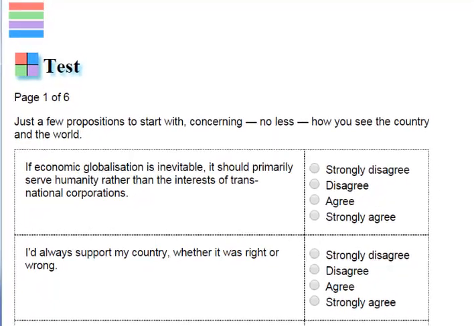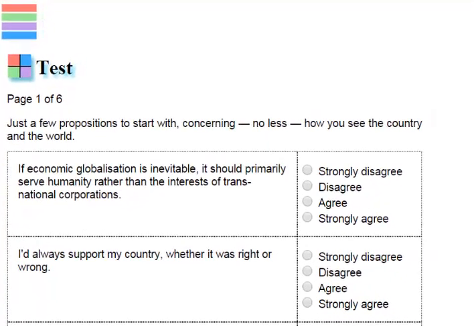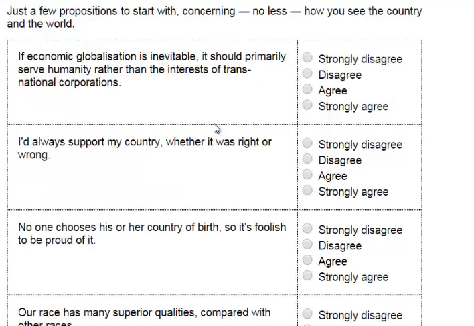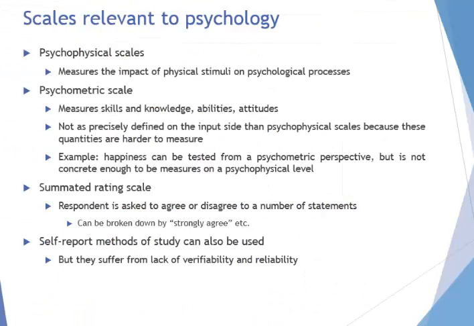Here's the political compass. Anyway, this is just a test that you can take to see what your political views are, and it basically goes through like 50 of these, and on each one you can say strongly agree. Like, if economic globalization is inevitable, it should primarily serve humanity rather than the interests of transnational corporations, and you can say agree, disagree, strongly agree, whatever it is. This is a way very often things are measured in terms of people's opinions, people's attitudes, things like that can be measured very often in that way.